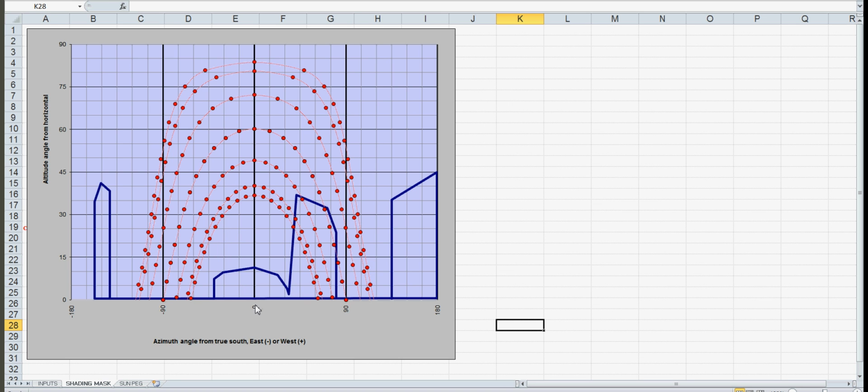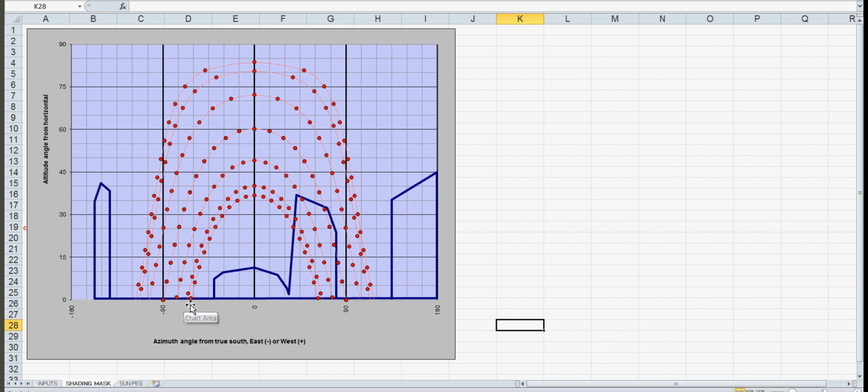So in these coordinates here, Cartesian representations of angles, 0 is south, 90 is east, plus 90 is west, and 180 in either direction is north. The y-axis is degrees above the horizon. So we've taken the sky dome, we've flattened it out into a vertical projection of the sun.